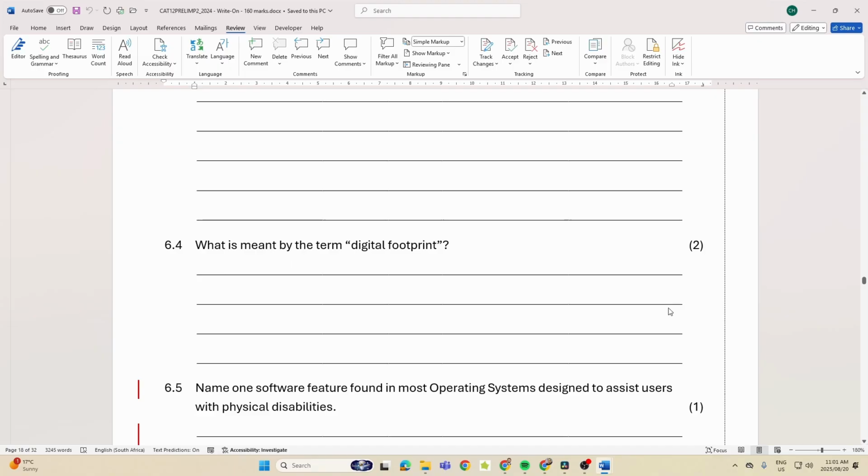Now, this is for 2 marks. So that's your 1 mark. The next is you need to give an example. So you could say, listen, it includes things like the websites I visit or the emails I send. You could even say that it can be used to track your online activity. Okay, anything like that.